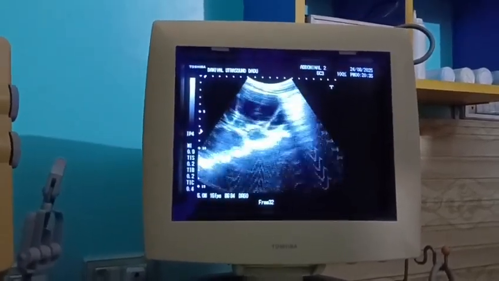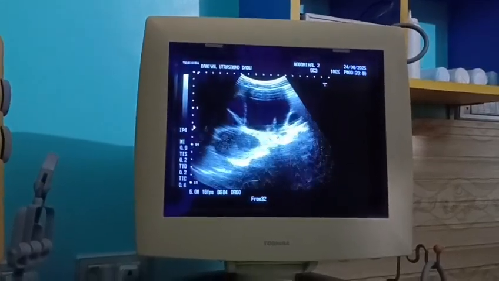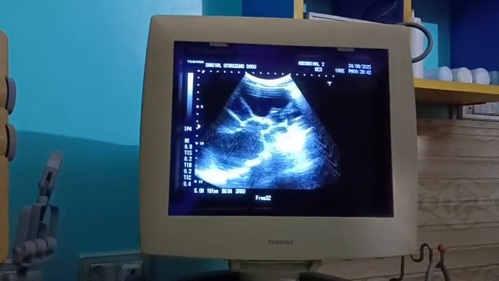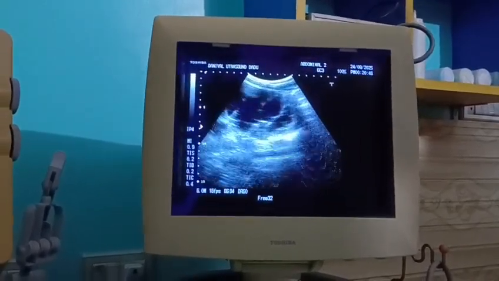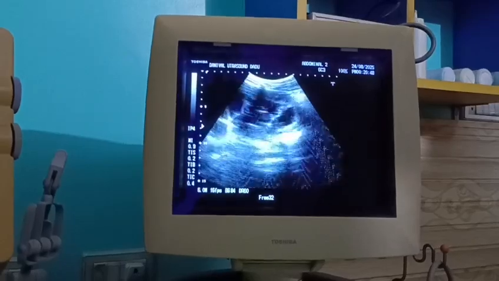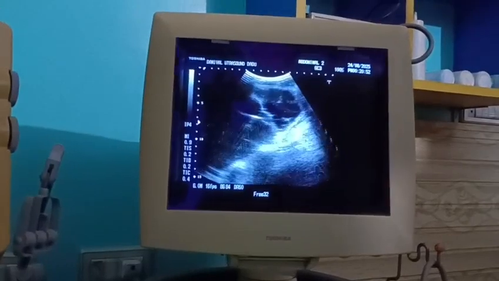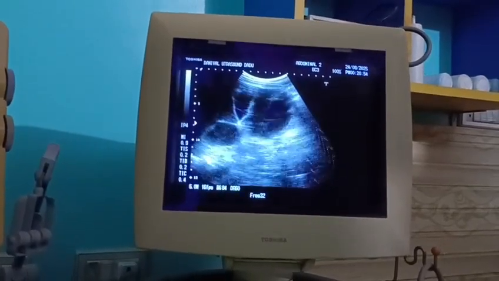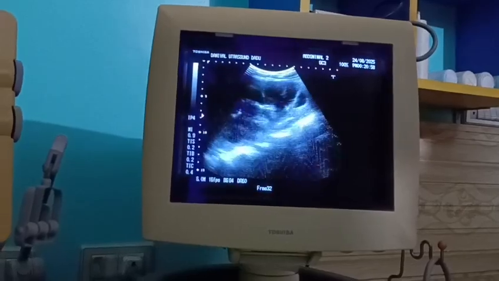So this patient has to undergo further investigation for obstructive uropathy. I do not find any obstructive uropathy here. Obvious strictures cannot be found on ultrasound. So the patient has to undergo IVP or MAG3 scintigraphy. Thank you very much.